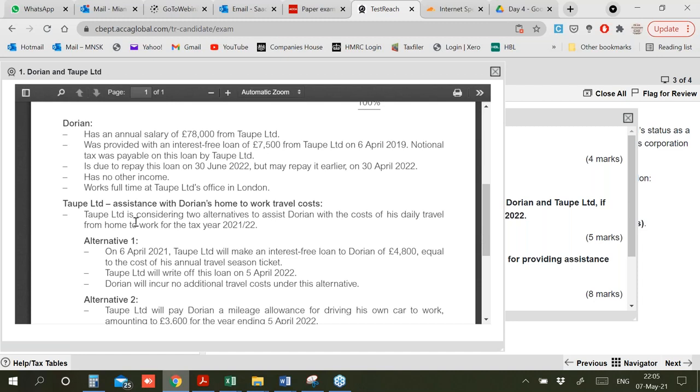On 6 April 2021, T Limited will make an interest-free loan to D of 4,800, equal to the cost of his annual travel season ticket. Okay. T Limited will write off this loan on 5th April 2022 and Dorian will incur no additional travel cost under this alternative. Now, you tell me guys, what will be the tax implications of this alternative?